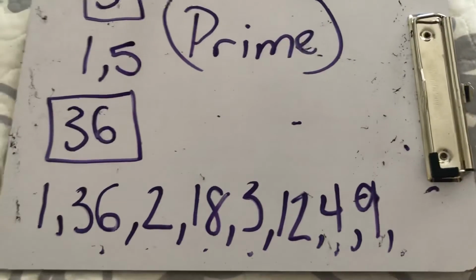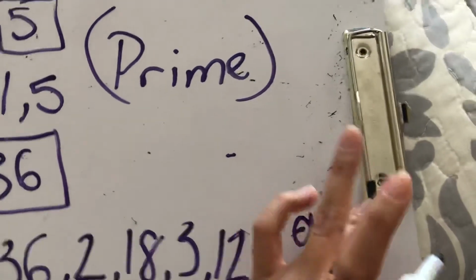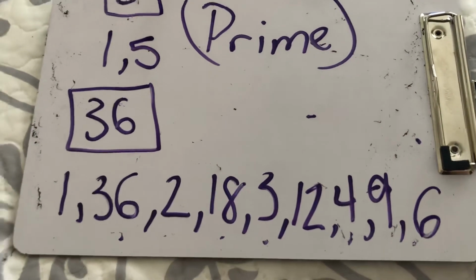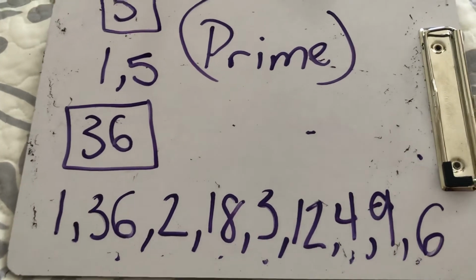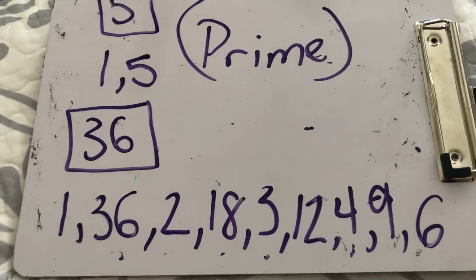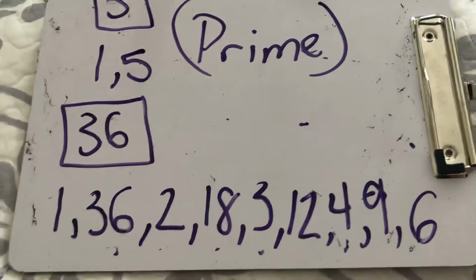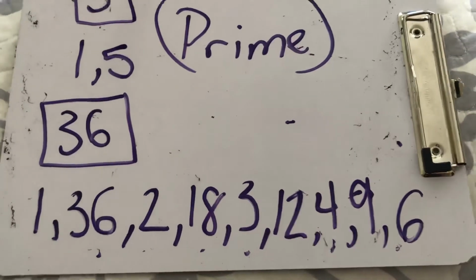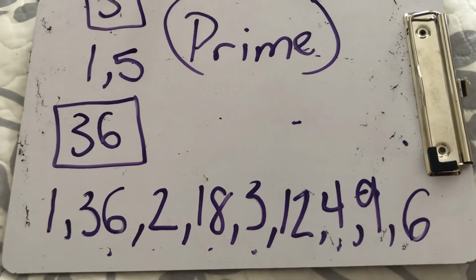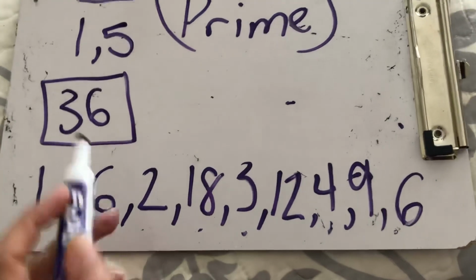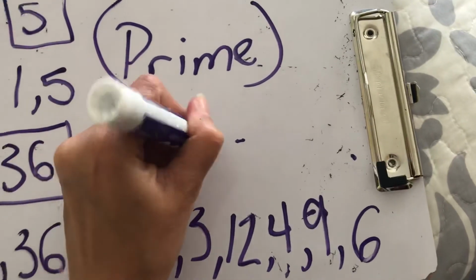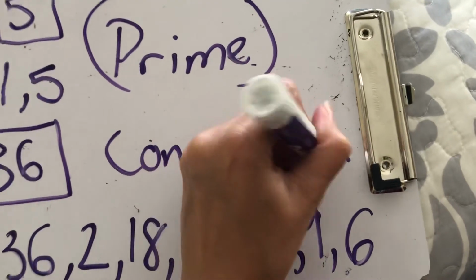Now, I don't have to put the 6 twice. And since 6 times 6 is 36, 7 times nothing is 36. 8 times nothing is 36. 9 we already have, which means we can stop there. Okay, I found all the factors of 36. Because 36 is divisible by more than 1 and itself, this is what we call composite.